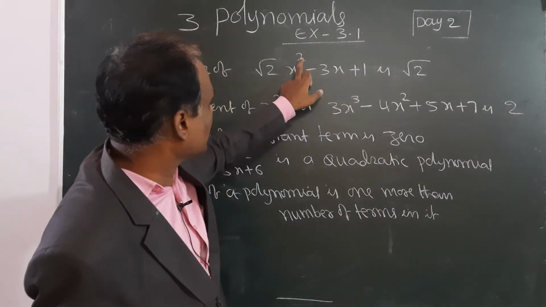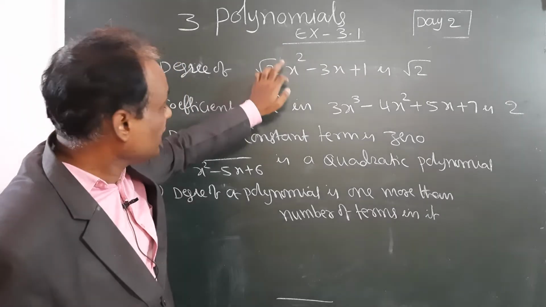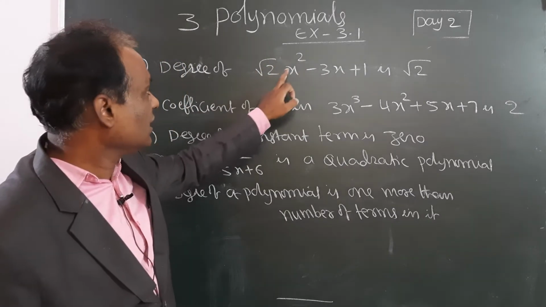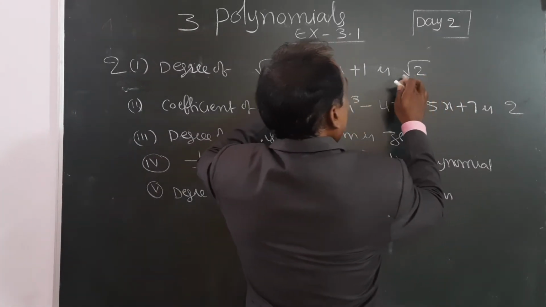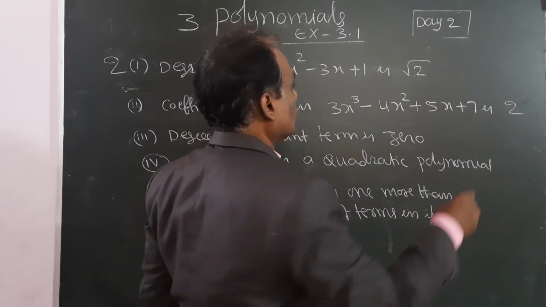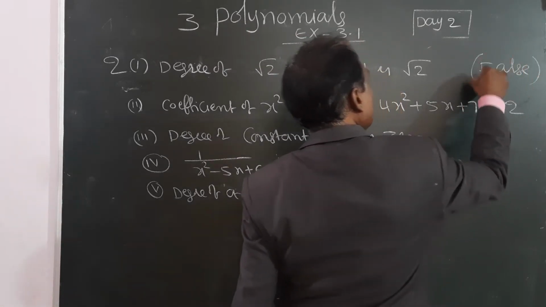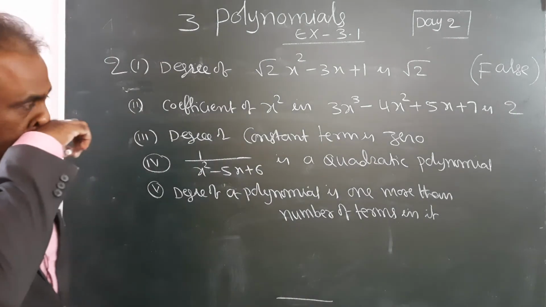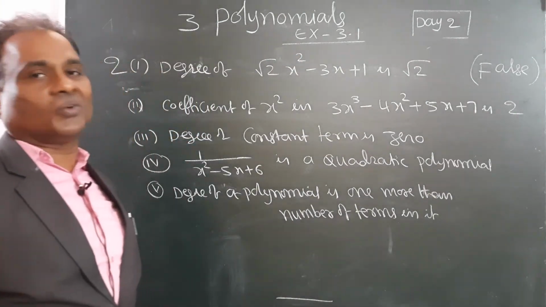Here it is 1, here it is 2. This is called degree. This is not degree. Root 2 is not degree. It is the coefficient of x square. So degree is, but here degree is written as root 2. So this is false. False statement. Actual degree is how much? 2. Degree is 2, not root 2.